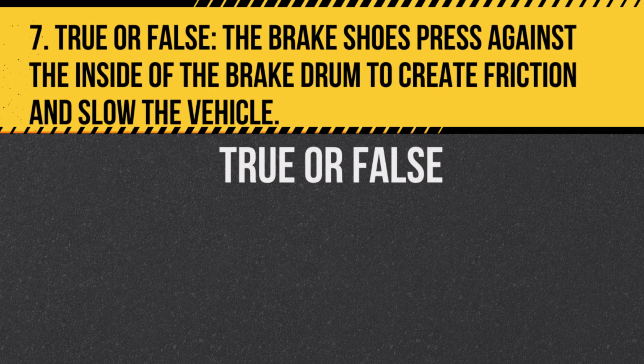Question 7. True or false? The brake shoes press against the inside of the brake drum to create friction and slow the vehicle. Answer. True. The friction between the brake shoes and the brake drum is what slows the vehicle.